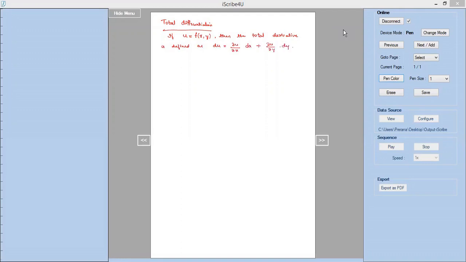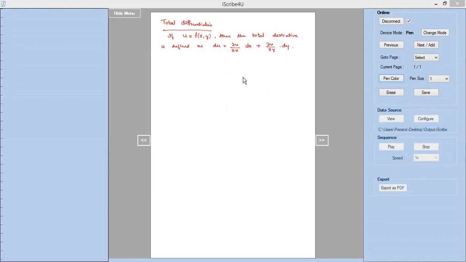So suppose u is a function of x comma y and we have the total derivative, which is also known as the exact differential, defined as du is equal to dou u by dou x into dx plus dou u by dou y into dy. So this is the definition for total differentiation.